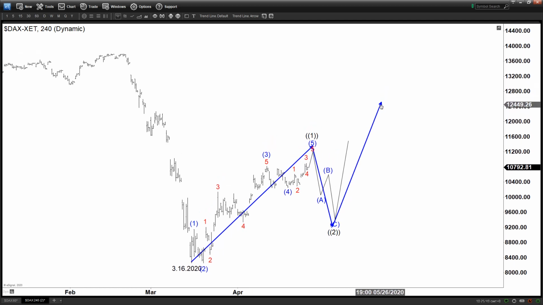Now the C leg in the ABC sometimes doesn't necessarily have to be equal to the A leg. Sometimes it can truncate, but still, the fact that if this is really 5 waves, that is telling you that we could see at least another leg higher. Okay, if this is correct, 5 waves, and if this is not a flat, then at the least you will get another leg higher as long as we stay above March 16.